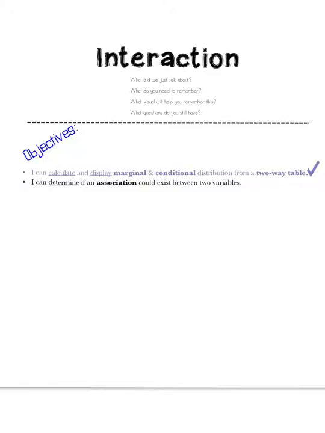Conditional is a little more intensive than marginal, so make sure you write yourself some notes, some steps, whatever you're going to need to remember when you go to study for this test or for the final in December. This is where you're going to look. So what did we just talk about? What are you going to need to remember? What steps will help you? Do you need a visual? And do you have any questions? Is there anything that we just did that's confusing?